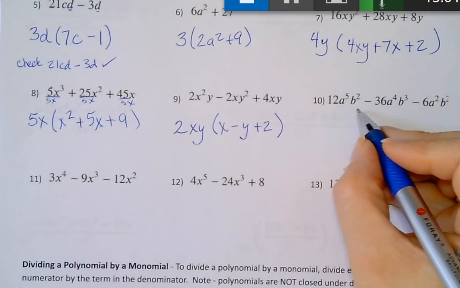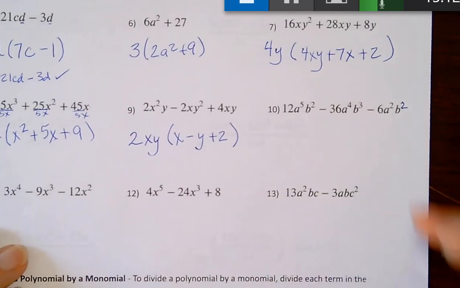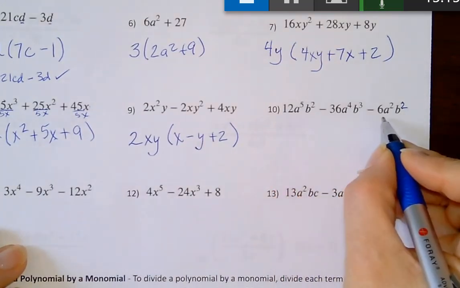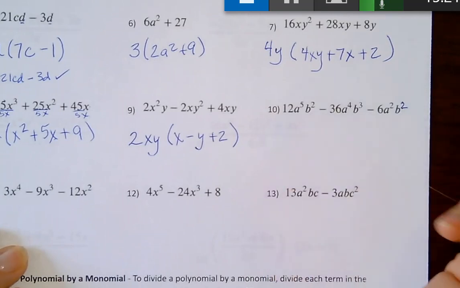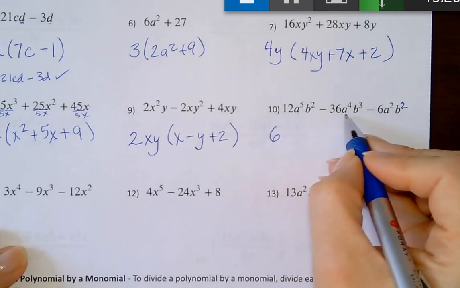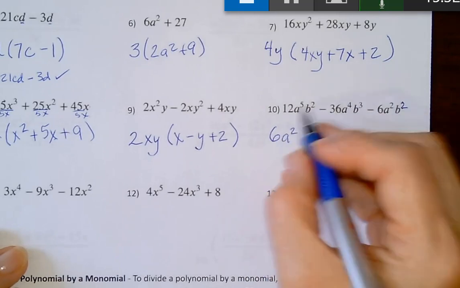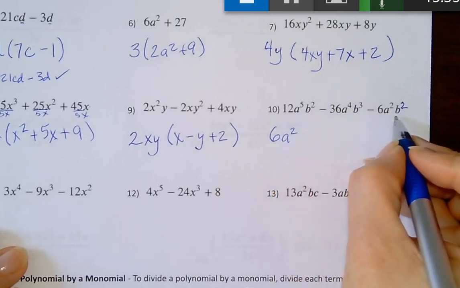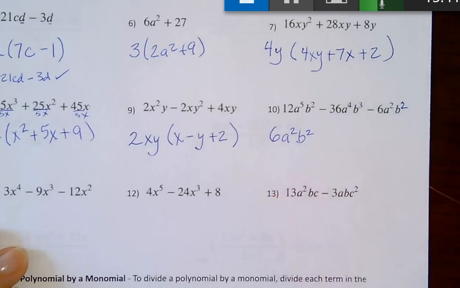Okay, 12 a to the 5th b squared minus 36 a to the 4th b cubed minus 6a squared b squared. Sorry, that's hard to read. I had to pull it over close to me. All right, my numbers, 12, negative 36, negative 6. I am going to pull a positive 6 out of everything because I want my first term to be positive inside the parentheses, okay? I'm going to pull out a 6 and then look at the a's. I have a to the 5th, a to the 4th, and a squared. I can pull a squared out of everything. So I'm going to say a squared, b squared, b to the 3rd, b squared. So I'm going to divide everything by b squared. Everybody at least has b squared.